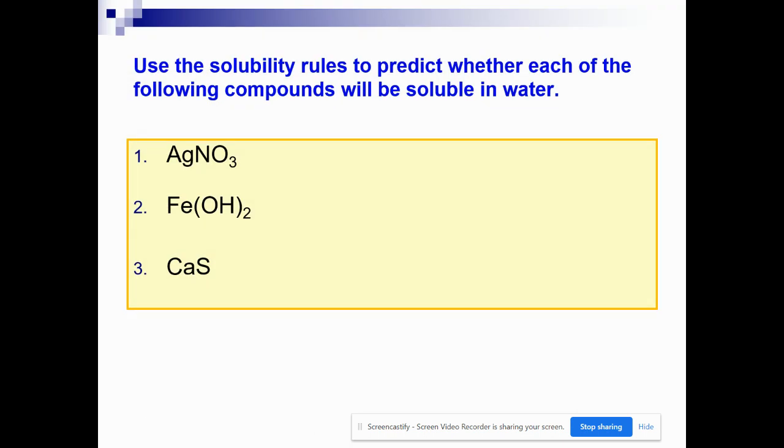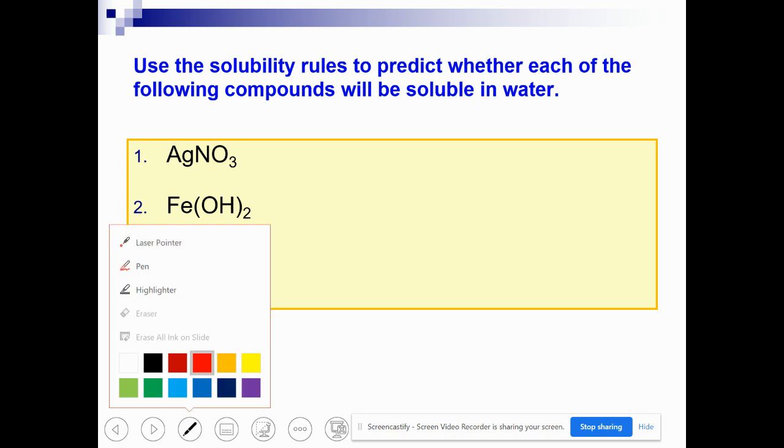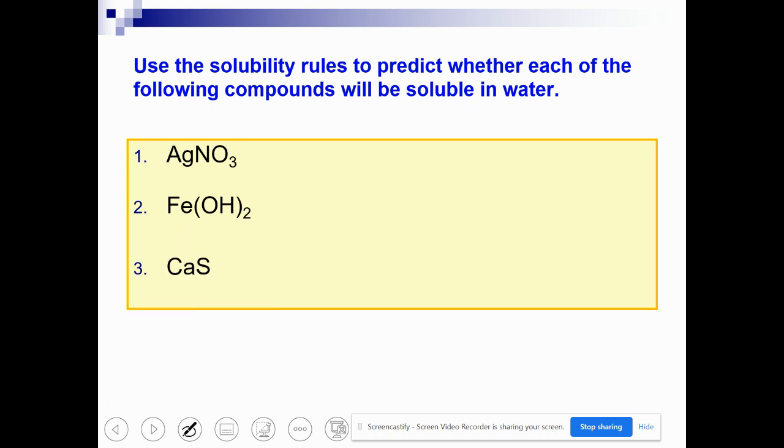Now, I'd like you to get your solubility rules handy, and I want to show you how to use those by going through these three examples. So let's take a look at the first example, the AgNO3.